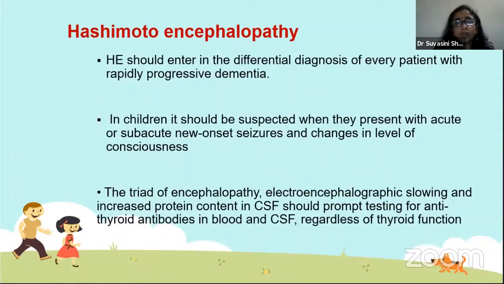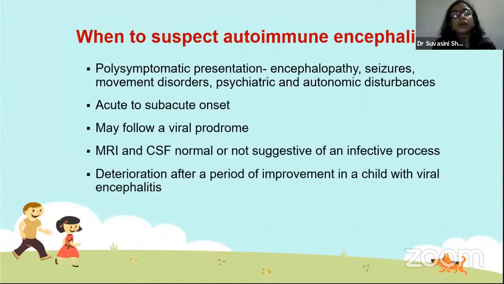So Hashimoto encephalopathy should definitely enter the differential diagnosis of every patient with rapidly progressive dementia. In children, it should be suspected when they present with acute or subacute new onset seizures and changes in the level of consciousness. The triad of encephalopathy, EEG slowing, and increased protein content in CSF should prompt testing for antithyroid antibodies in the blood and CSF, regardless of the thyroid function.